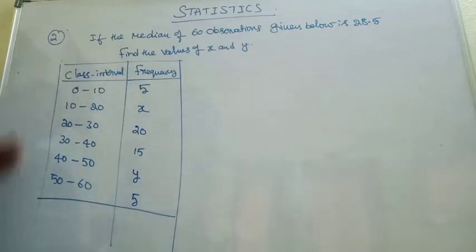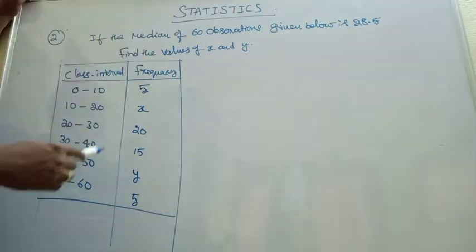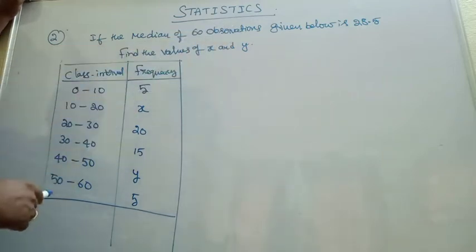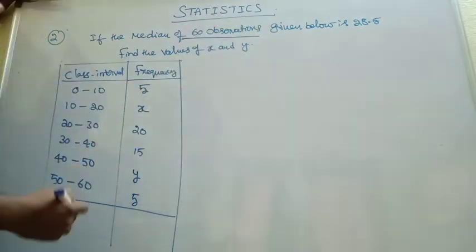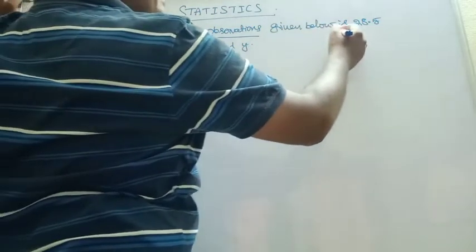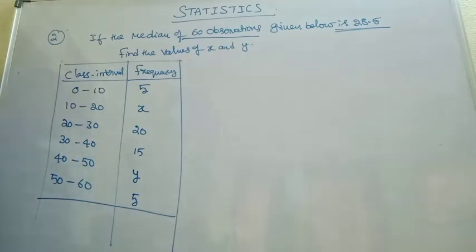Now see, my dear students, here is another, different problem. The median of 60 observations given below is given as 28.5. We need to find x and y. They have given the total number of observations as 60 and also the median, which is 28.5. We need to find the x value and the y value. How are we going to do it?